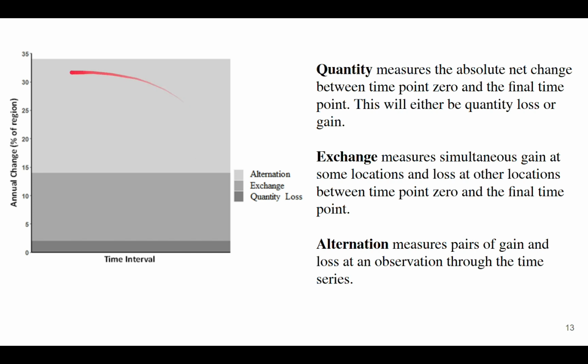Alternation measures pairs of gain and loss at an observation through the time series. For example, a pixel transitions from presence at 2002 to absence at 2003 and back to presence at 2004.